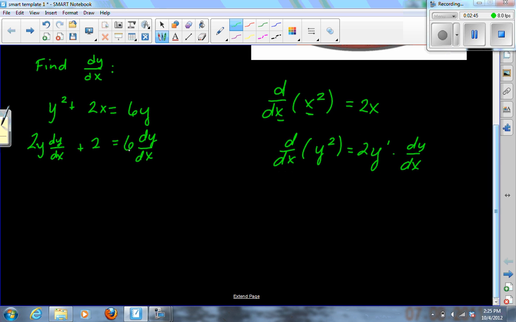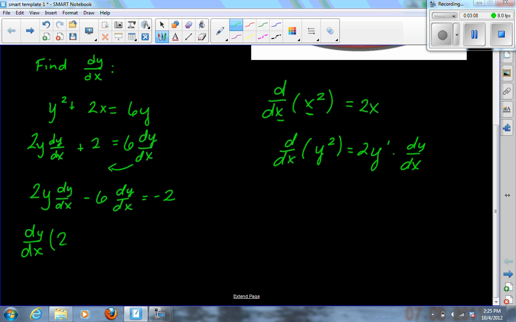Then you want to get dy dx. We want this to say dy dx equals whatever it equals. So we're going to move this over here and move the 2 to the other side. So subtract 6 dy dx from each side. And now we want to isolate the dy dx on this side. And so what we're going to do is factor out a dy dx. So we have 2y minus 6 left over equals negative 2. And then we can divide each side by 2y minus 6, and there you have it, dy dx.